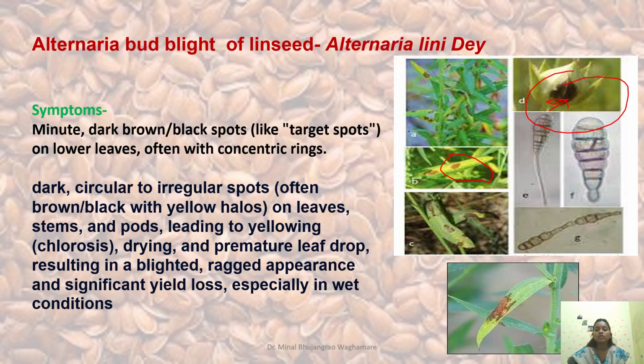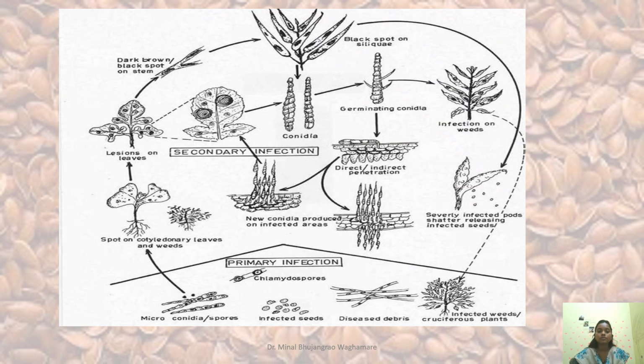So, dark, circular and irregular spots often occur on the leaves with a yellow halo and concentric rings that appear as a target spot. This leads to yellowing of the leaves, premature leaf drop and drying of the leaf. Ultimately, it gives a blighty appearance to the crop, and especially in wet conditions, significant yield losses occur. In this, the linseed pod gets deformed in shape, and the size of the linseed seeds is reduced, and the quality of the seed is also reduced due to this disease.